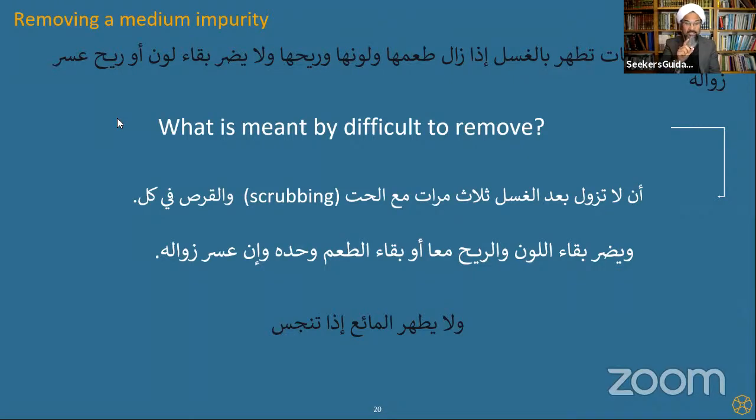Color and smell, not taste. Color and smell. Something which is difficult to remove actually remains behind and persists, and then no problem, it will be overlooked. What is meant by difficult to remove?